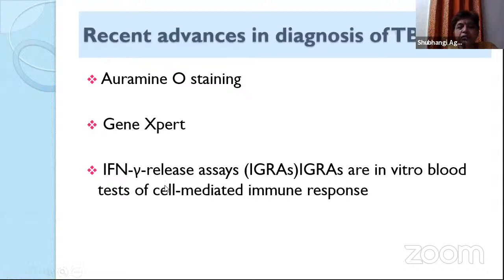The recent advances for diagnosis of tuberculosis, we have auramine staining, GeneXpert, and this is very important, interferon gamma release assays, which can be performed as in vitro tests. These detect the cell-mediated response to the microorganisms, which can be used for the diagnosis of tuberculosis.